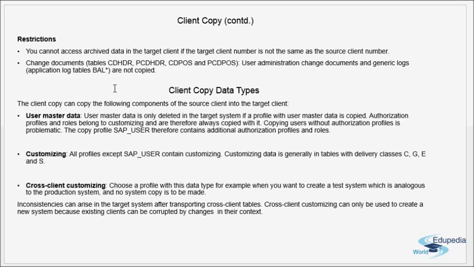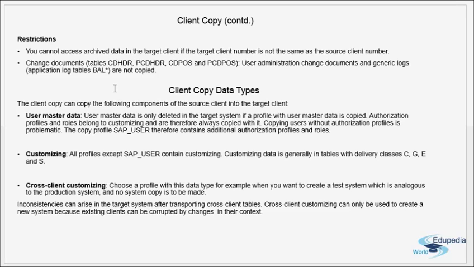Now customizing. All profiles except SAP_user contain customizing. Customizing data is generally in tables with delivery classes C, G, E and S. So every table has an associated delivery class with it. One such data type is customizing. Customizing means it's generally the client-specific data.